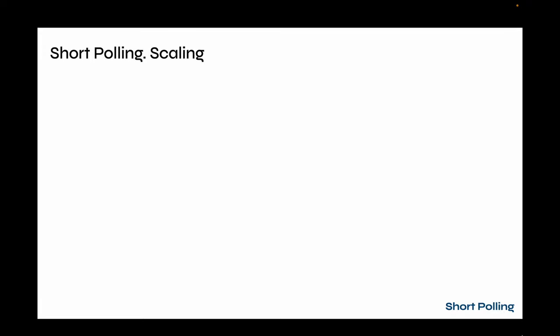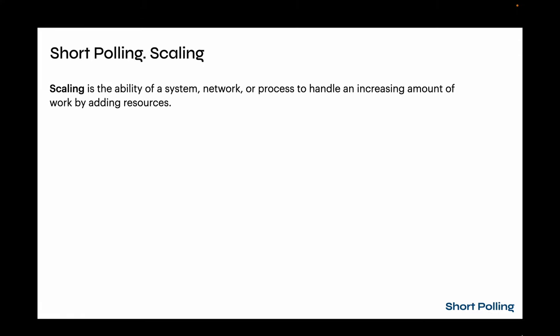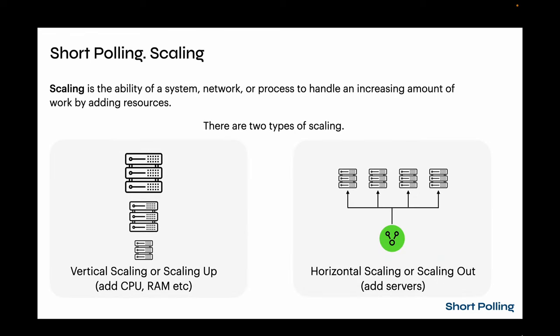When choosing a protocol for network communication, it's important to consider scaling. Scaling refers to a system, network, or process's ability to handle an increasing workload by adding resources. There are 2 main types of scaling. Vertical scaling, where we add more resources like CPU and memory to a single machine. And horizontal scaling, where we add more servers to the server pool. There is also a third type, hybrid scaling, which combines both approaches. We add more servers and can also increase the capacity of individual machines.